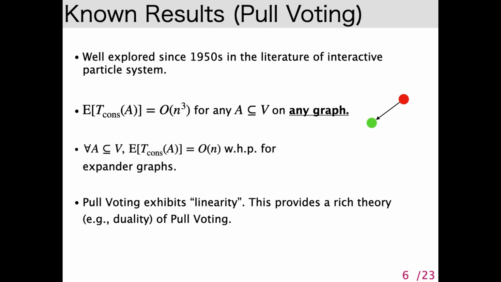Now, we present previous results. Pull voting has been well explored since the 50s in the literature of interacting particle systems. It is known that on any graph and any initial configuration, the expected consensus time is order n cubed. Moreover, on expander graphs, the expected consensus time is linear. Pull voting has a nice property called linearity, and this provides the rich theory of pull voting.